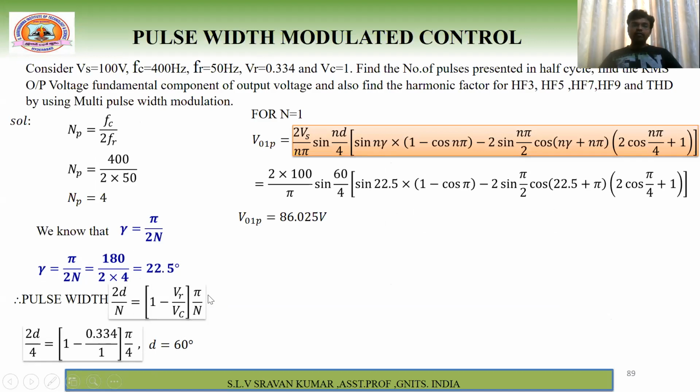Similarly, substitute the pulse width. While substituting, VR is the peak magnitude, and VC is also the peak value. What is pi by n? The value is 4, and we will get d is equal to 60 degrees. And this is the V01 formula; please substitute n is equal to 1, Vs is equal to 100, and d is 60 by 4. Gamma is 22.5. Like that, you substitute and you will finally get the answer. Okay, V01P is 86.025.